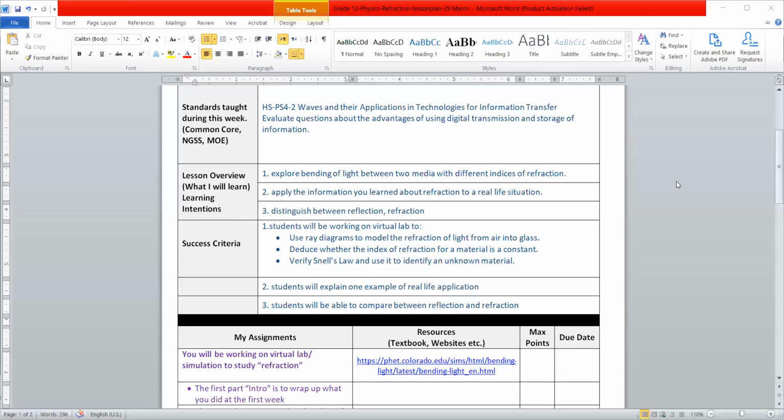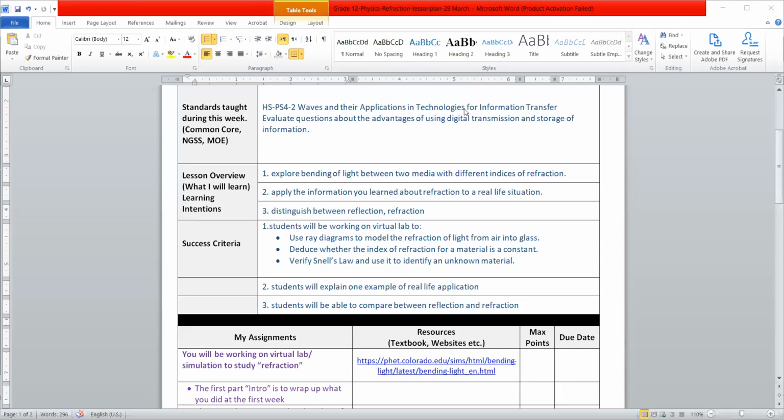I'll start sharing the lesson plan to discuss the learning intentions. Number one, explore bending of light between two media with different indices of refraction. Number two, apply the information you learned about refraction to a real life situation. Three, distinguish between reflection and refraction.